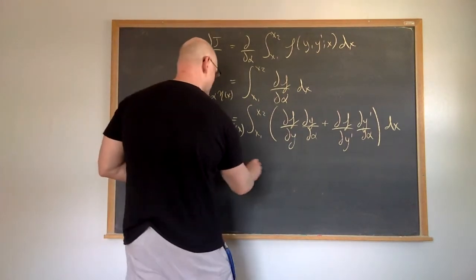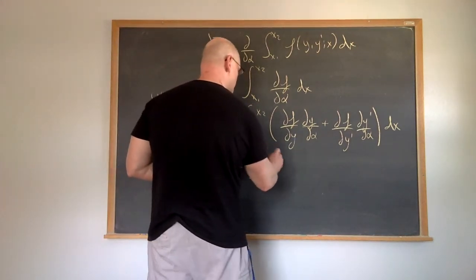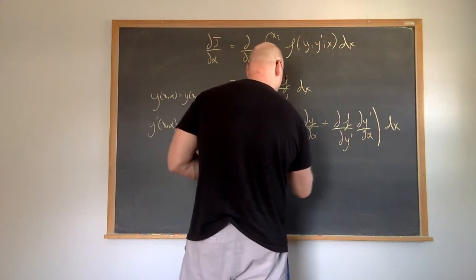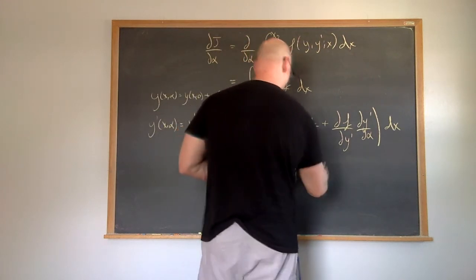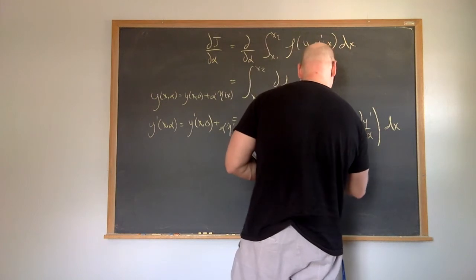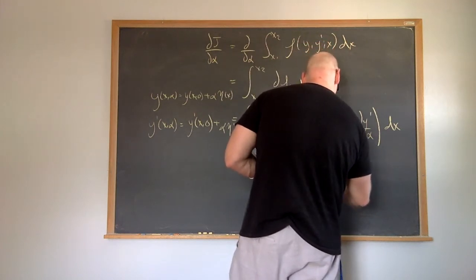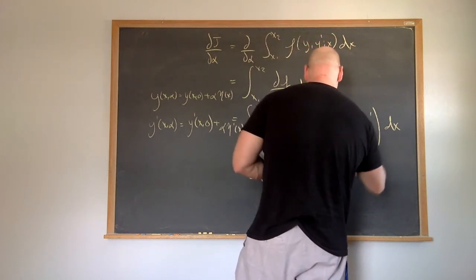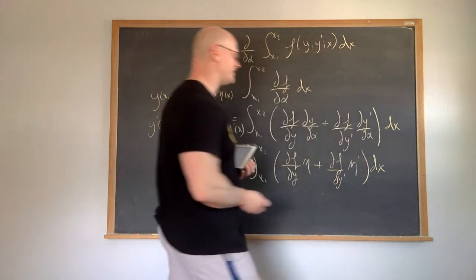So it's going to be the same thing then as the integral from x1 to x2 of partial of f with respect to y times eta plus partial of f with respect to y prime times eta prime, integrated over dx.